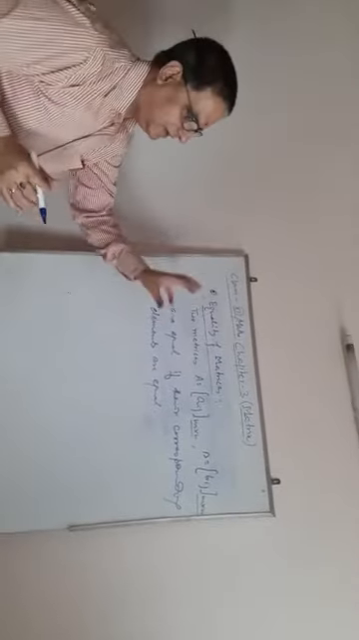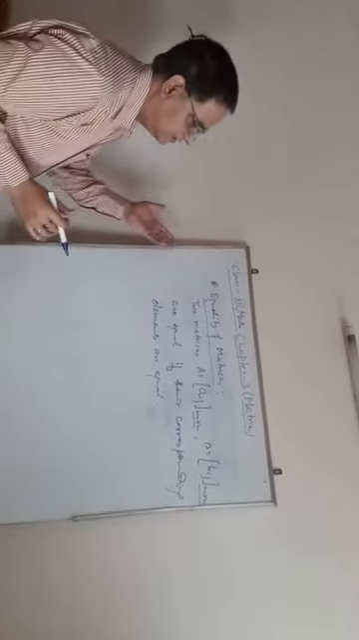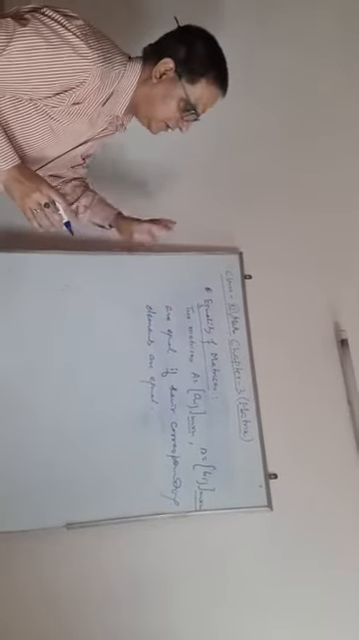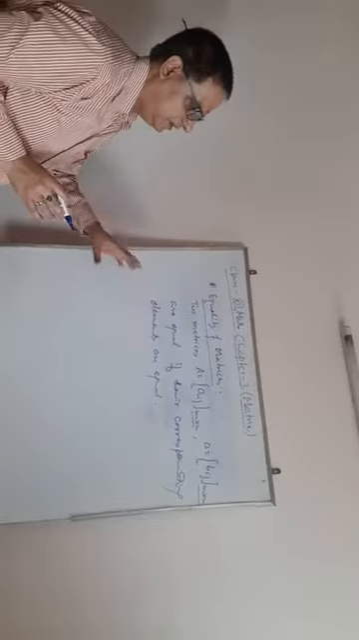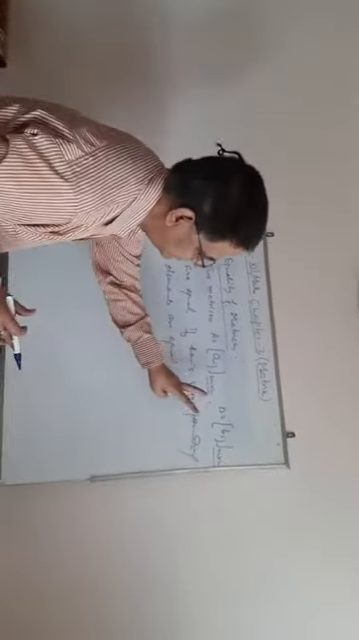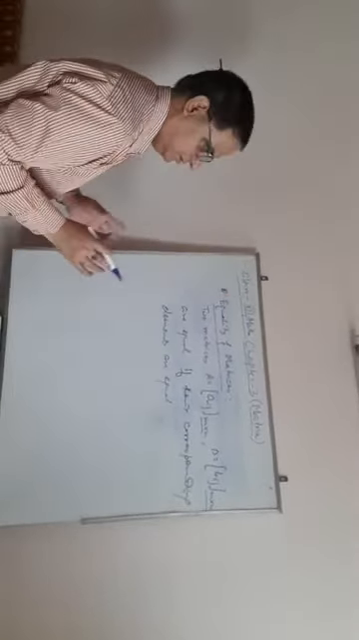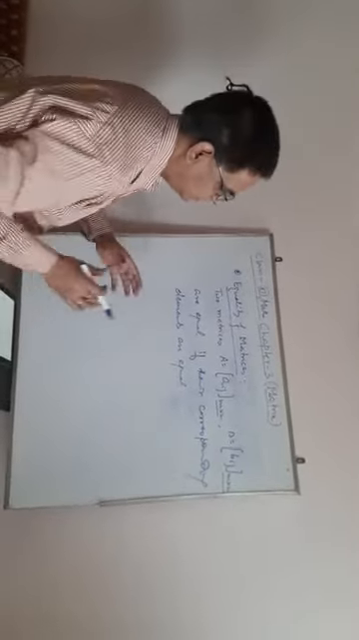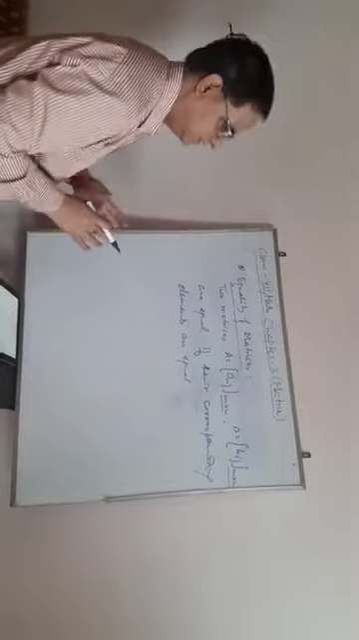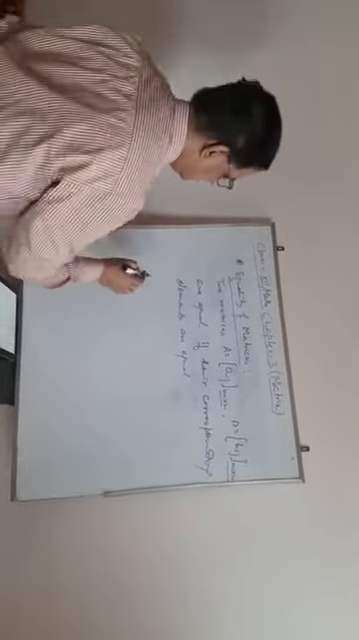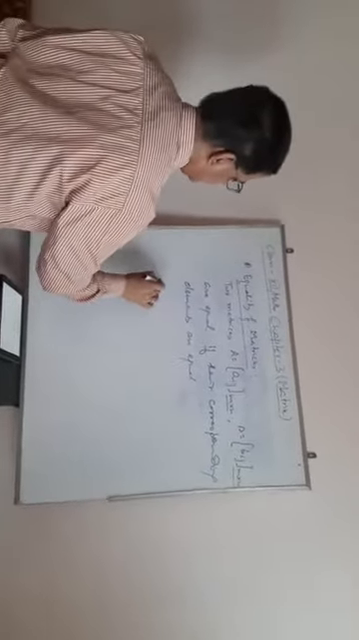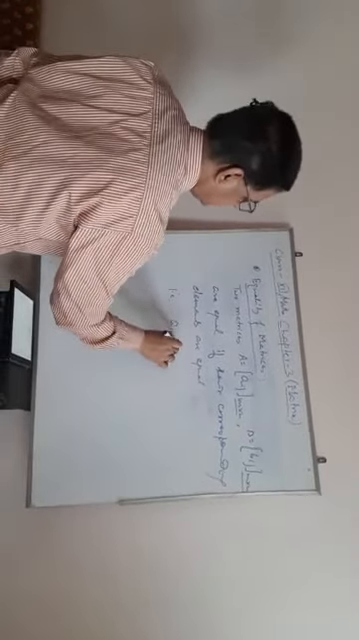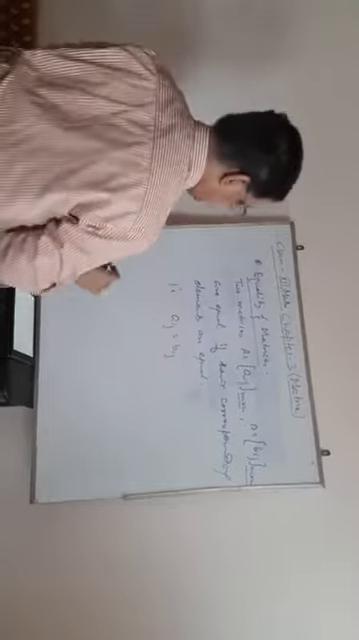So if the orders are not equal, then we can't say these two matrices are equal. So first of all, we have to see whether these two matrices are of the same order or not. If their orders are the same, then only we check whether their corresponding elements are equal or not. For example, Aij equal to Bij.